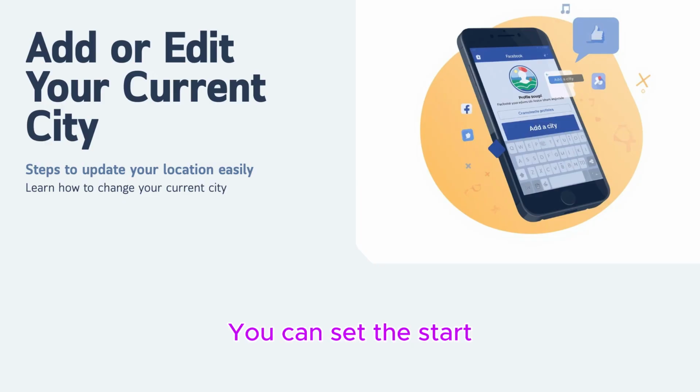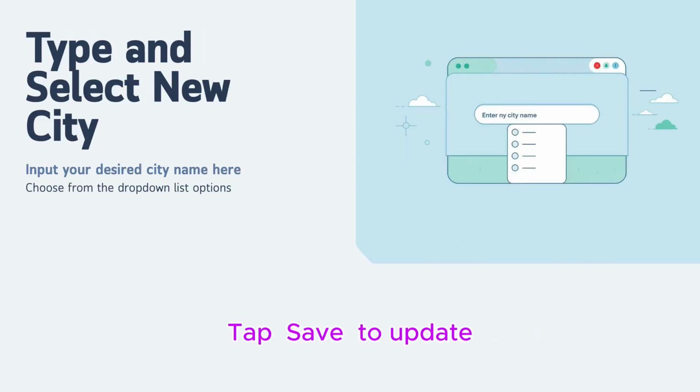You can set the start year to the present. Choose the privacy setting for who can see this info using the audience selector icon. Tap Save to update. Your current city is now changed on your profile.